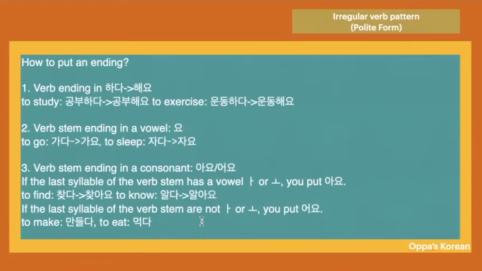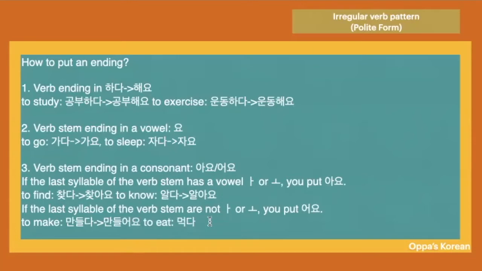If the last syllable of the verb stem does not have ㅏ or ㅗ, you just put 어요. For example, to make, 만들다. The stem is 만들. The vowel is the ㅡ vowel. It's not a ㅏ or ㅗ vowel. So you need to put 어요, 만들어요.